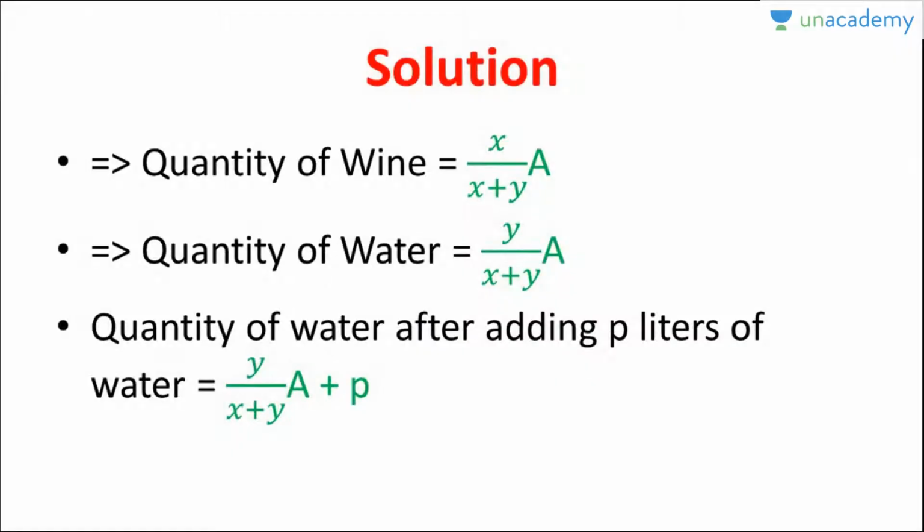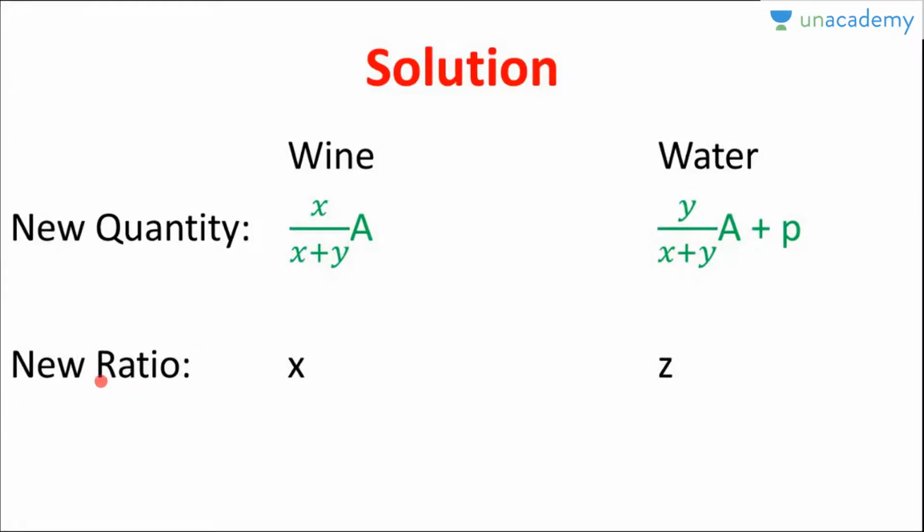That's why I can say here, you can see the new ratio is x is to z. So here I have the ratio of wine and water in the final mixture, and here I have the quantity of wine and water in the final mixture. So the ratio of these two quantities of wine and water should be x is to z. The ratio of this volume and this volume should be x is to z. That is what is mentioned in the question.